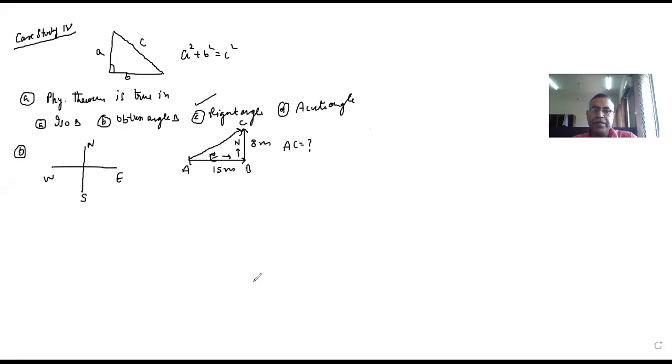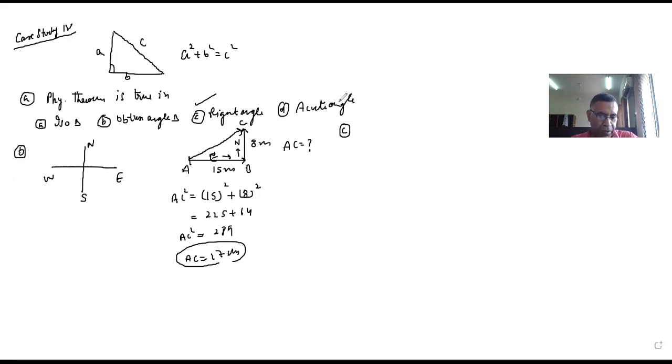So she's saying 17 meters. Let's see. Now I want to get AC. So AC square, by Pythagoras theorem, is equal to AB square plus BC square. So this is 225 plus 64, so AC square is 289. So AC is equal to 17. Perfect, because the square root of 289 is 17. C part.